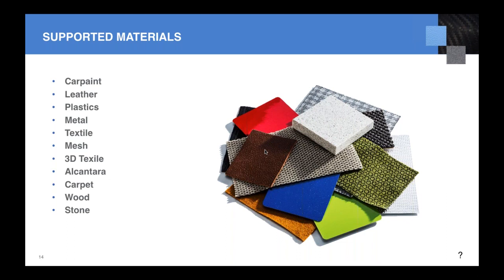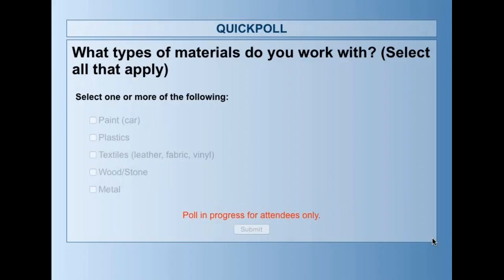Currently we have a list of some of our supported materials. These are things that we've measured well and gotten some good results. So we've got car paint, leather, plastic, metals, textiles, meshes. We also have an option called 3D textile, which, if your textile has a bit of depth to it, like that goldish, brownish mesh underneath the brown leather there, it's got depth to it. We can measure that depth.